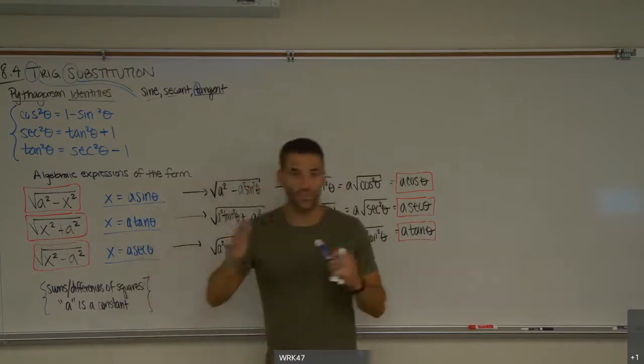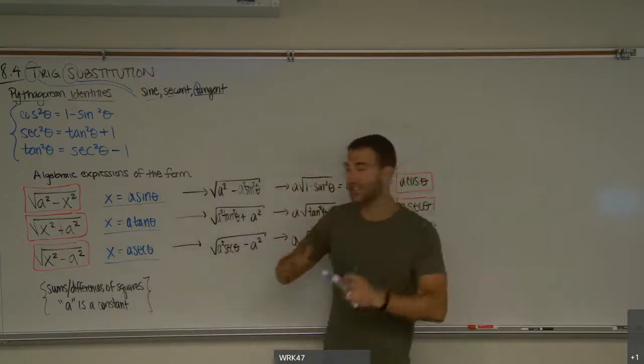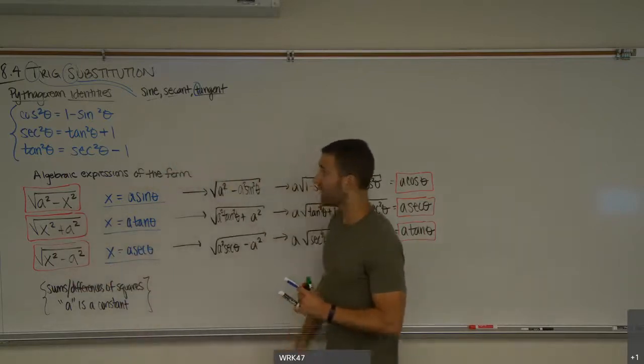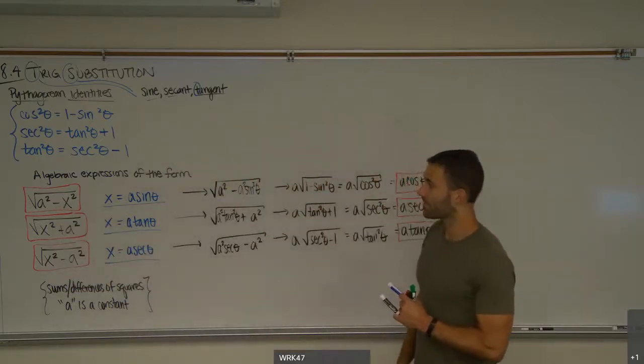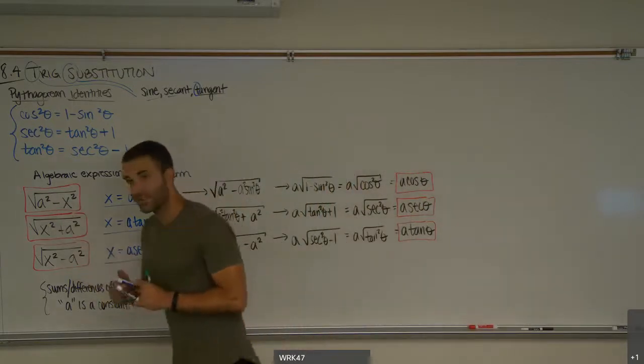Well, subtraction starts with the letter S. Subtraction of squares, sine or secant. So either sine or secant when I have subtraction. How do I know which one? It all matters to where the constant is, where the number is.